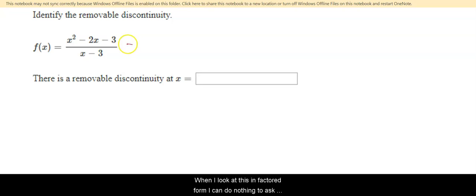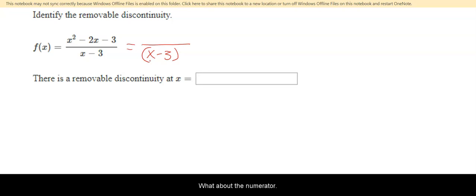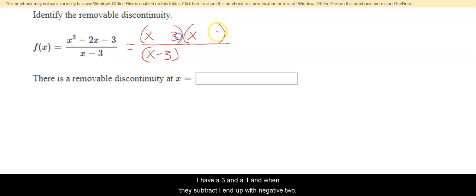When I look at this in factored form, I can do nothing to x - 3, so I put it in parentheses. It all goes or none of it goes. What about the numerator? I know that 3 will not be allowed in the domain of the function, but I don't yet know if it's a hole or a vertical asymptote. To figure that out, we need to factor the numerator. Factoring the numerator, I get (x )(x ). I have a 3 and a 1, and when they subtract, I end up with -2. That means I need -3 and +1.